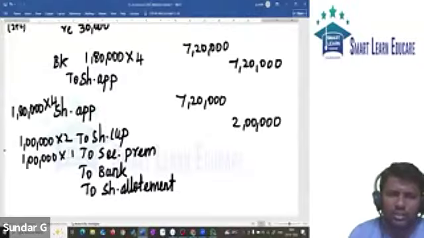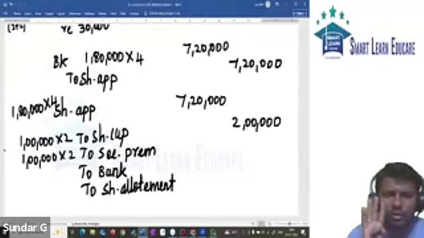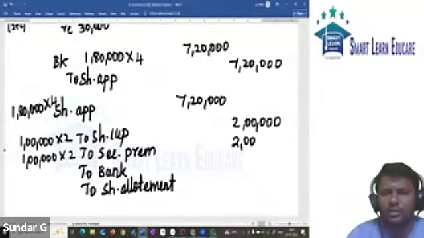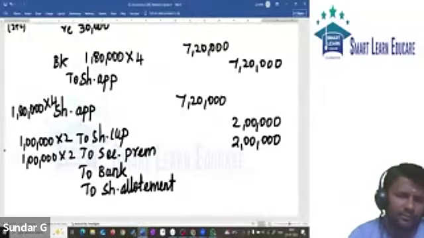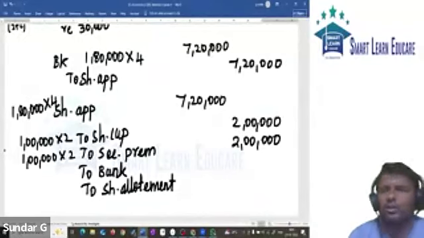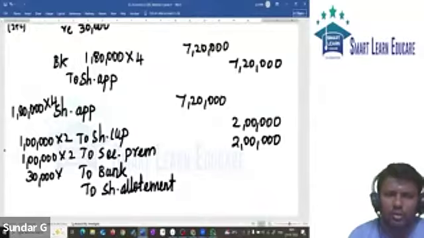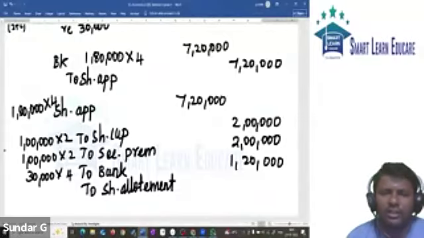Totally, so far how much amount have we accounted for? 1 lakh into 4, we have made the accounting. This 2 lakh is also transferred to securities premium. 7 lakh 20,000 minus 4 lakh, we have done the accounting. How much is rejection? 30,000 is rejection. 30,000 into 4 is 1 lakh and 20,000. It means 7 lakh and 30,000 we have done the accounting.